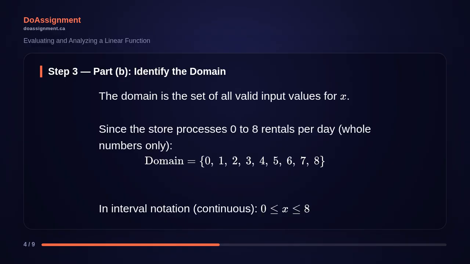For part B, the domain is all valid inputs. Since rentals range from 0 to 8 games per day and must be whole numbers, the domain is the set of whole numbers from 0 through 8 inclusive.